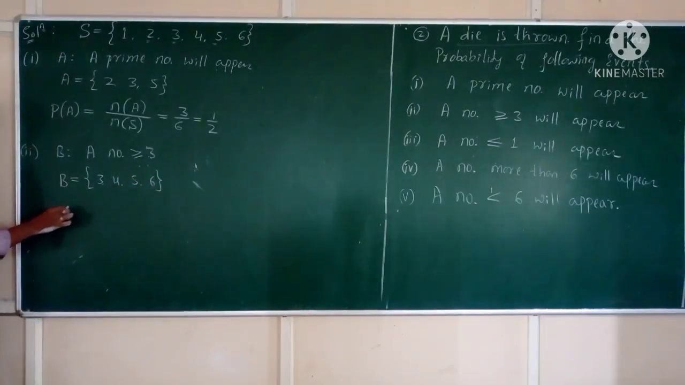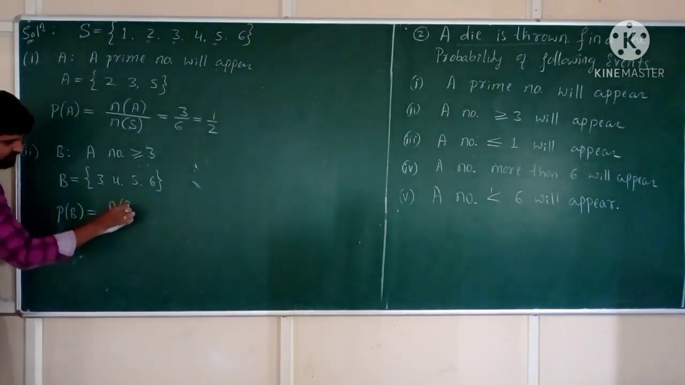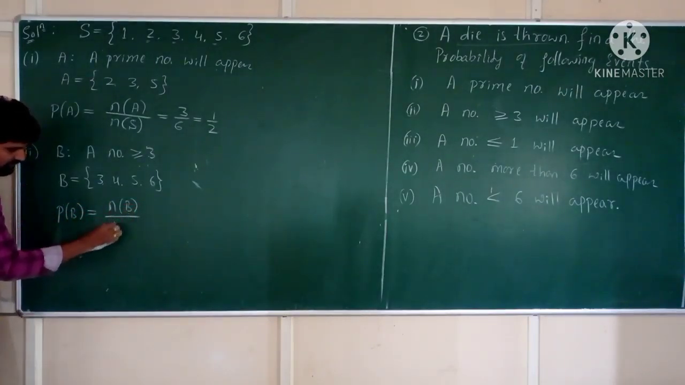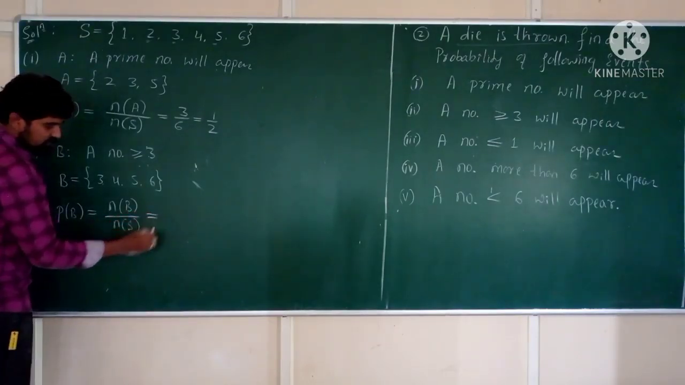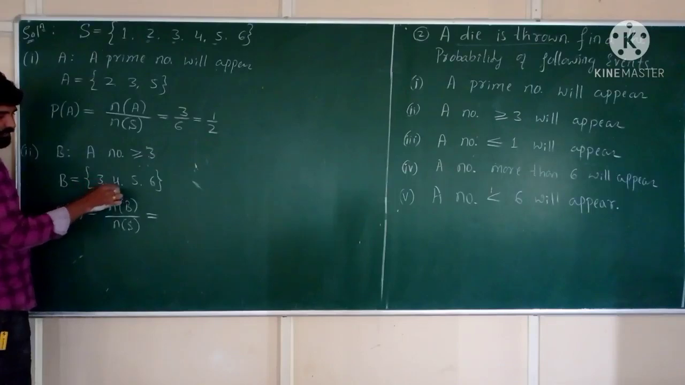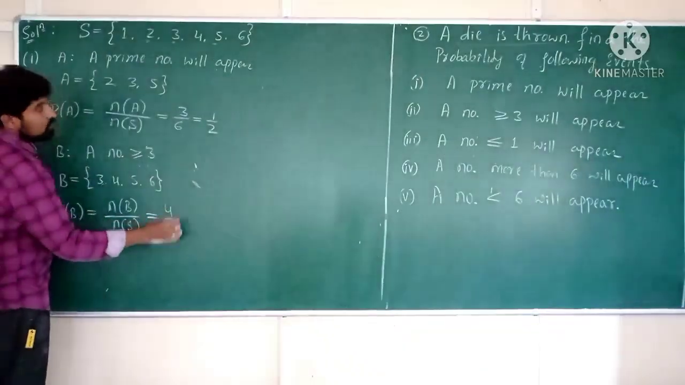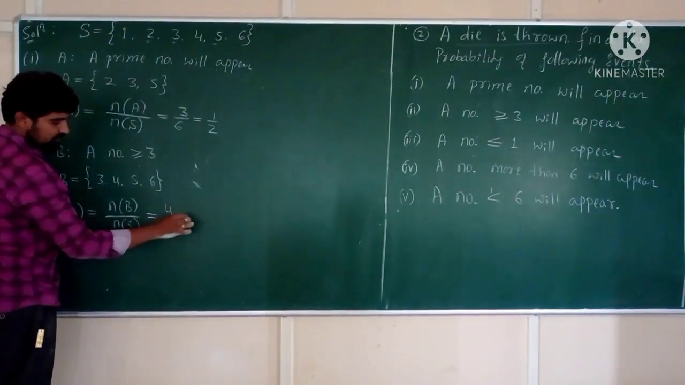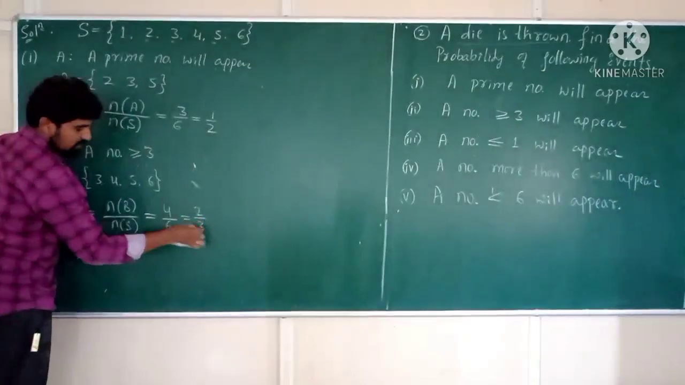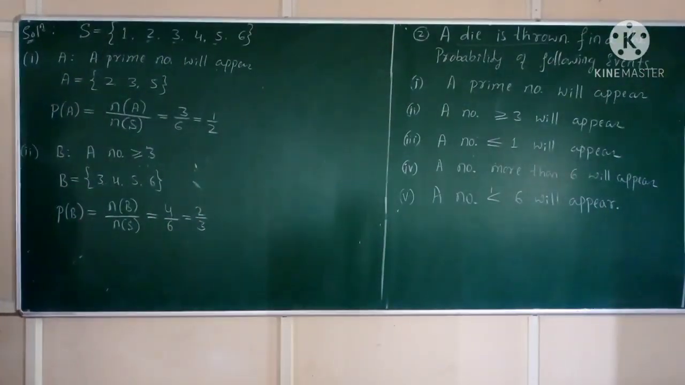Therefore, the probability of the event B is given by the number of elements present in the event B divided by the number of outcomes present in the sample space S, which is equal to the number of outcomes present in B, which is 4, and the total number of outcomes is 6, which is equal to 2 twos are 2 threes, that is 2 by 3. I hope all of you understand it.